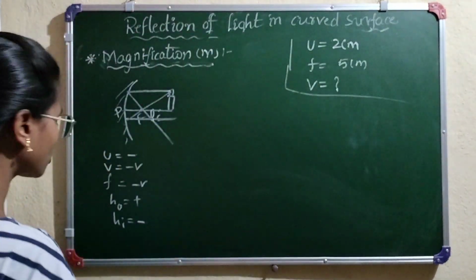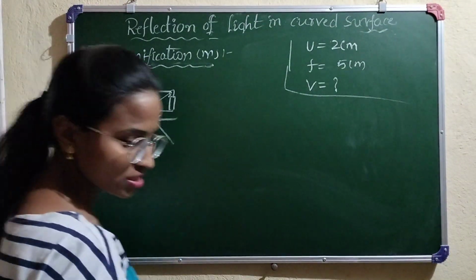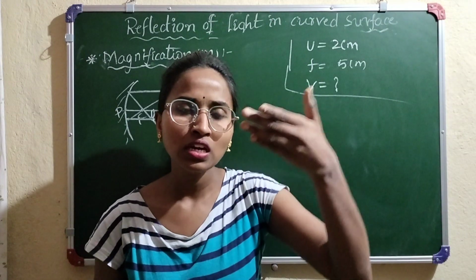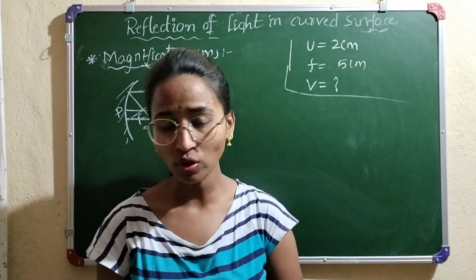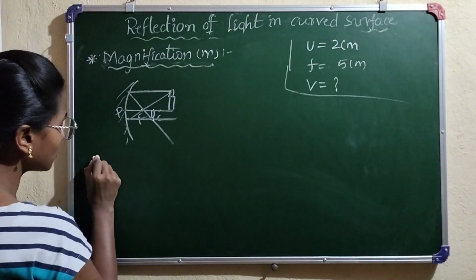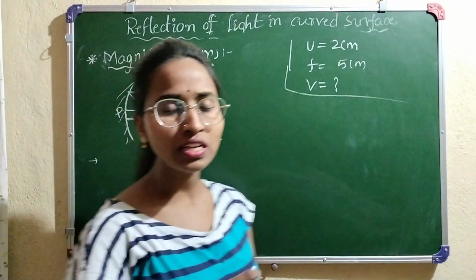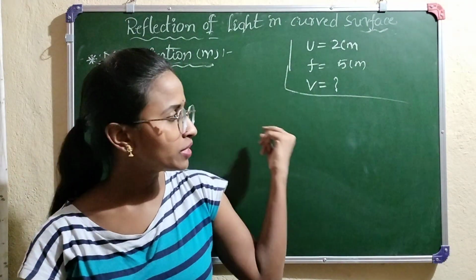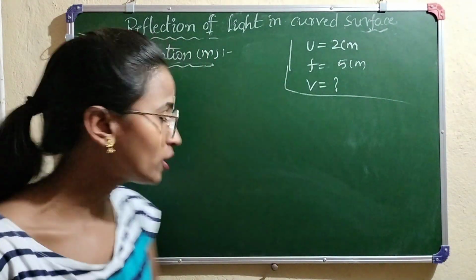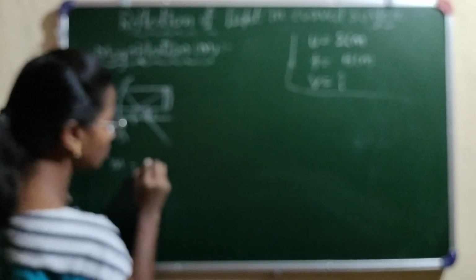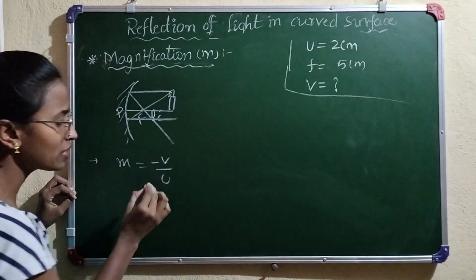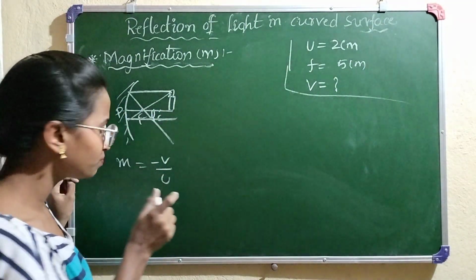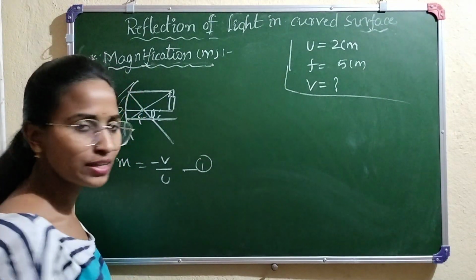Simply let me tell you, the magnification is the ratio between the image distance to the object distance. So the definition: the magnification in a spherical mirror is defined as the ratio between the image distance to the object distance, which is m is equal to minus v by u. Why we are getting minus, I will explain to you later using the derivation. So this is equation 1.